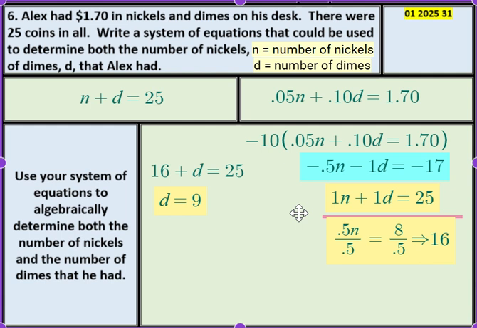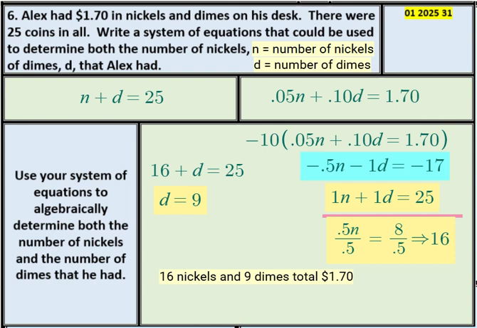So now all I have to do is put everything together. So I just want to establish 16 nickels and 9 dimes total $1.70. And that's our answer for question number 6 for 4 points.